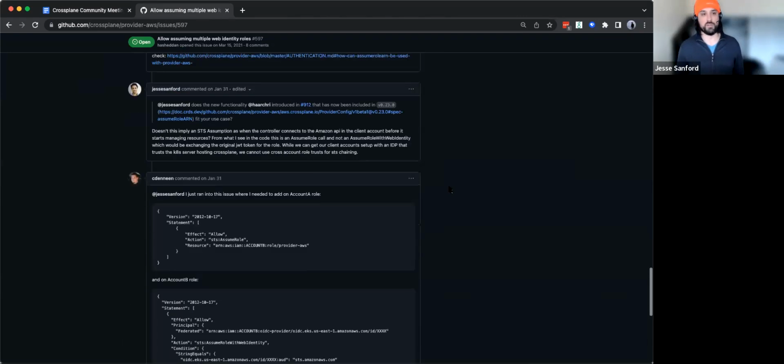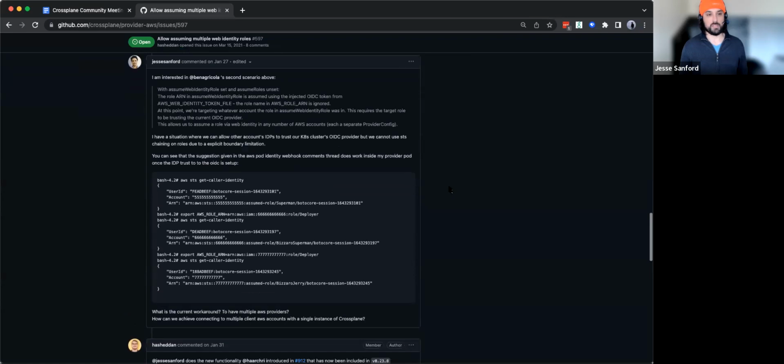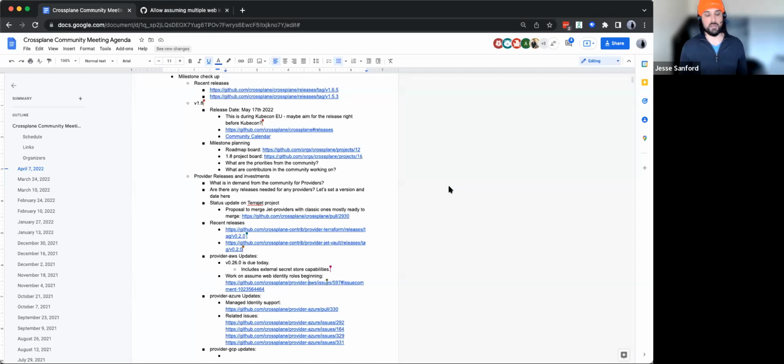So if we were to look at the solution, it's going to allow the provider to move between underlying web identity ARNs, using the same web identity token file, using alternate ARNs, possibly provided via the provider config. I'm not quite sure yet. I'm interested in anyone's input. You're welcome to comment on that thread there, but this is something that we're going to kick off today, actually.